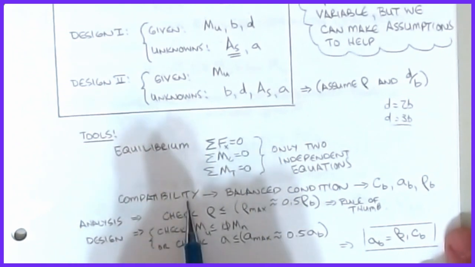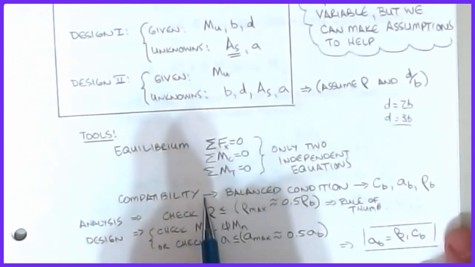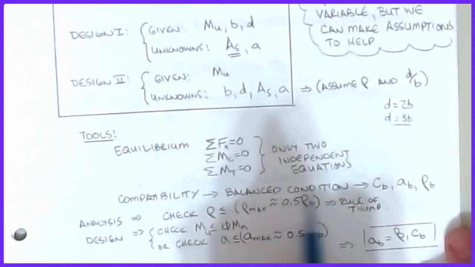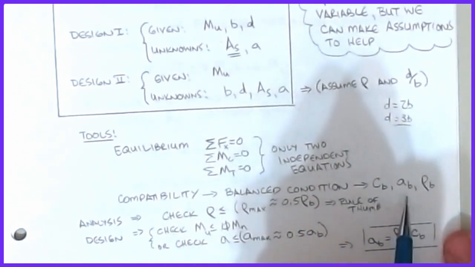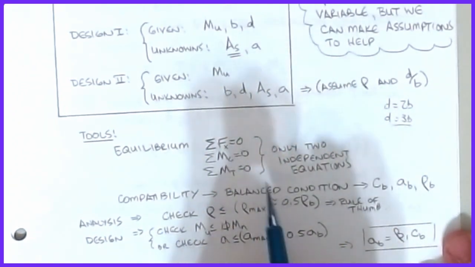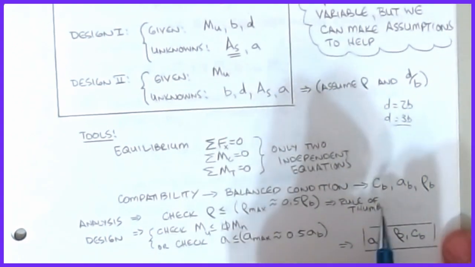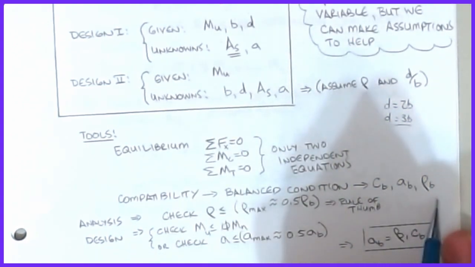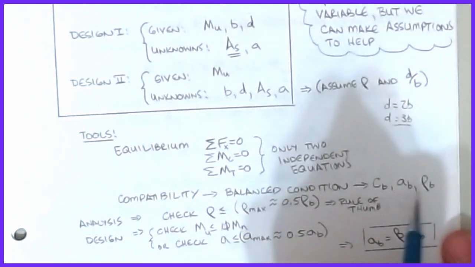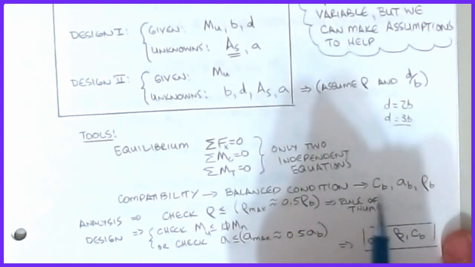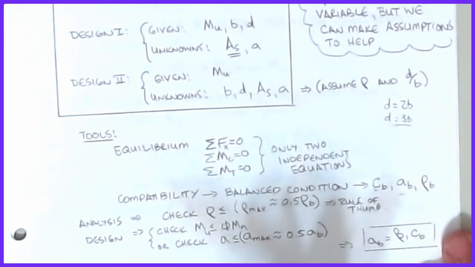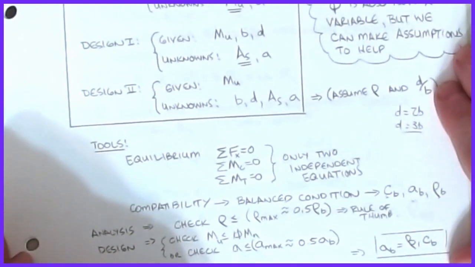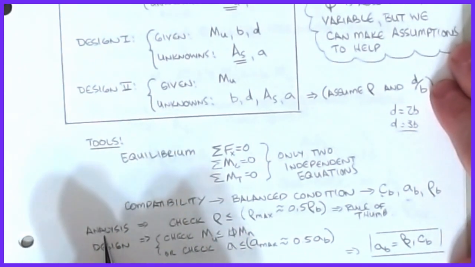We also have compatibility, which is relating values from one region to another, and that is the balance condition. This is where that balance condition that we talked about last time comes in really handy. Again, we don't use it so much in modern days, but back in the old days, we can figure out what my rho balance is, and then I can turn around and use that to figure out what's my a balance and what's my c balance. Again, this is the depth of the balanced Whitney block, and this is the depth of the neutral axis of a balanced strain diagram.